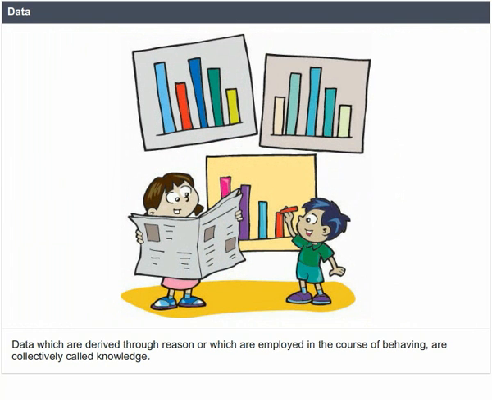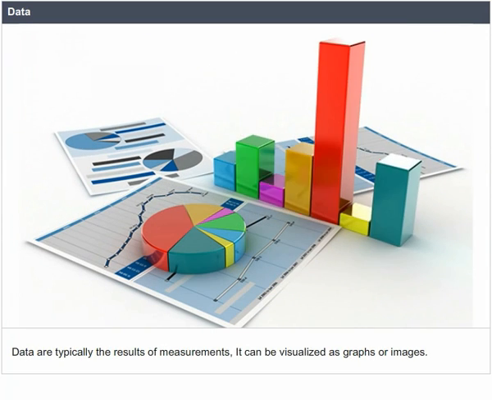Data. Data are manipulated either as values or variables by encoding them into information. Data, which are derived through reason or which are employed in the course of behaving, are collectively called knowledge. Data are typically the results of measurements. It can be visualized as graphs or images.